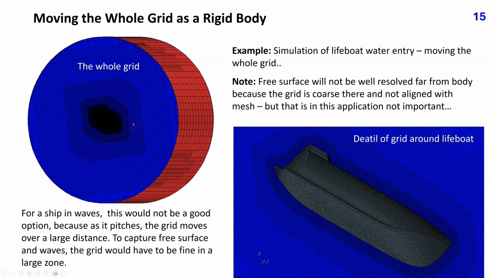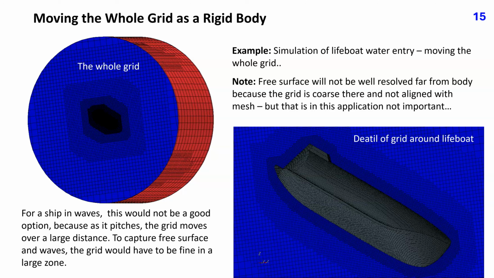Viewed in a coordinate system attached to the lifeboat, the free surface propagates through the grid toward it. Initially, the free surface is not sharp because the grid is coarse, but it becomes sharper as it enters the finer grid zone near the lifeboat. Free surface will not be well resolved far from body because the grid remains coarse there and is not aligned with the mesh, but that is, in this application, not important.